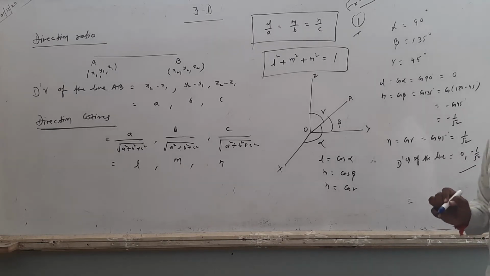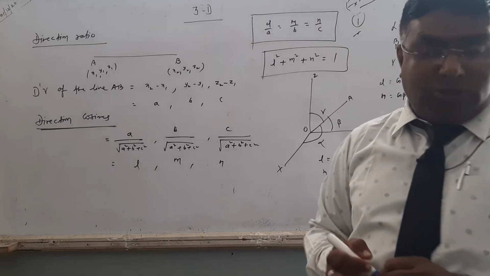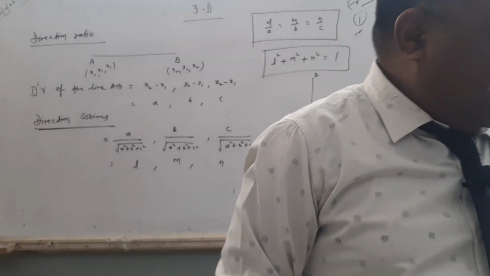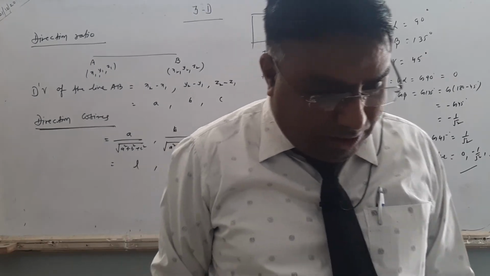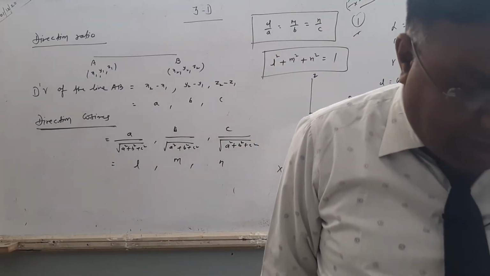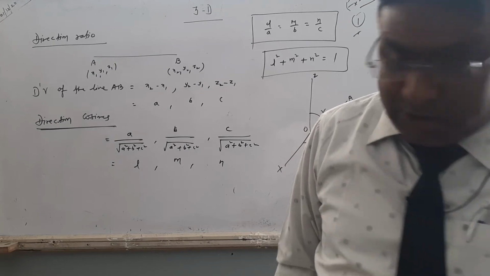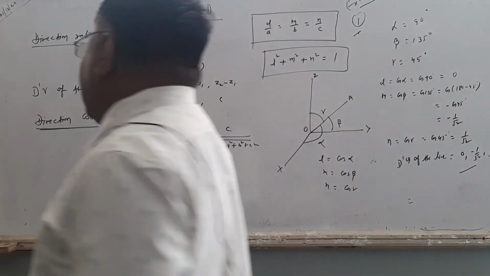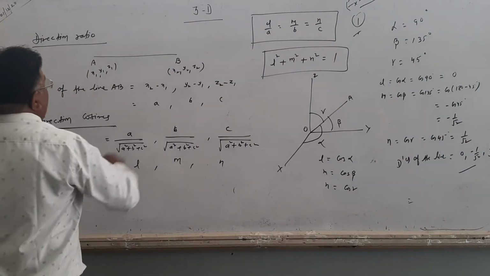So this is very important: in direction ratio and direction cosine, brackets are never used. Now this is question number third, right? If its direction ratios are given, find the direction cosines. Direction ratios are given and find the direction cosines.